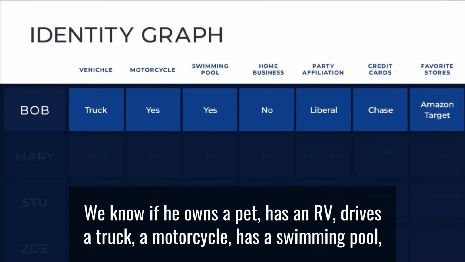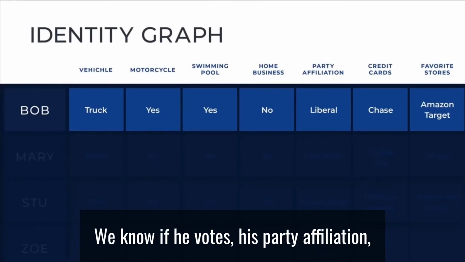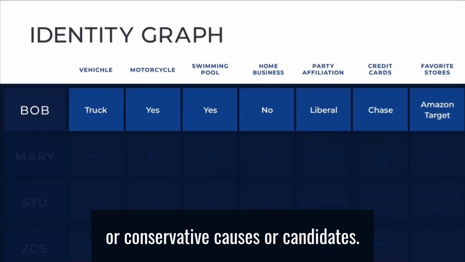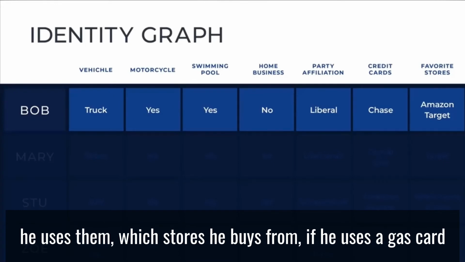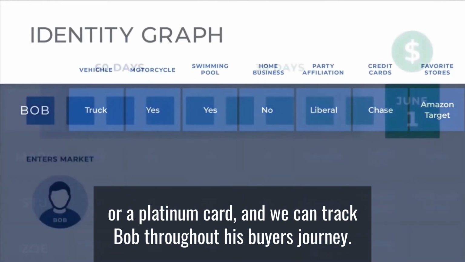We know if he owns a pet, has an RV, drives a truck, a motorcycle, has a swimming pool, or a home business. We know if he votes, his party affiliation, and if he contributes to liberal or conservative causes or candidates. We know which credit cards he has, how many times he uses them, which stores he buys from, if he uses a gas card or a platinum card.